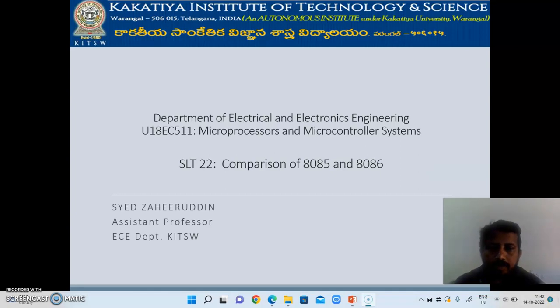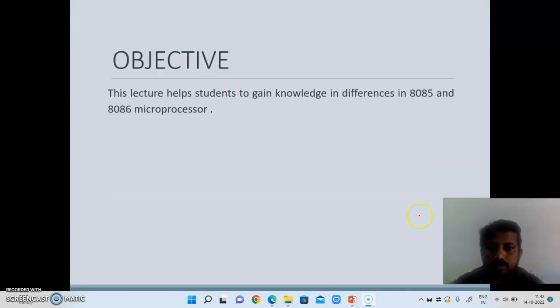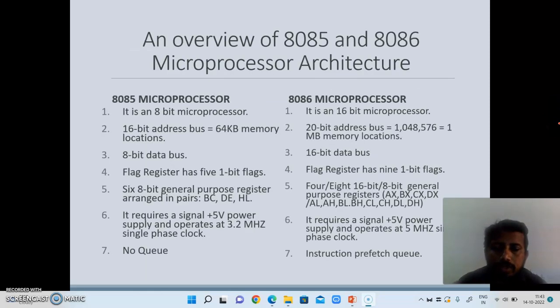So before we start with the comparison, the objective of this lecture is that it will help the students gain knowledge of the differences between the 8085 and 8086 microprocessors. Over here, I will go through an overview of the 8085 and 8086 microprocessor architecture, and that overview will give you the clear differences between them.